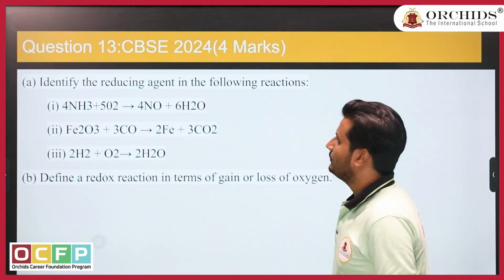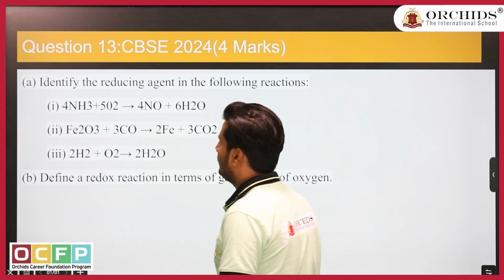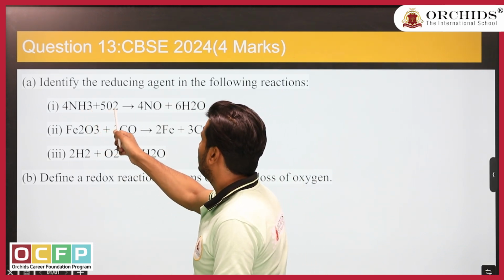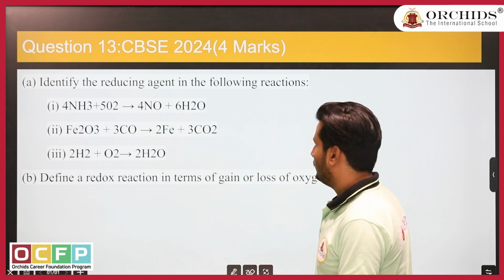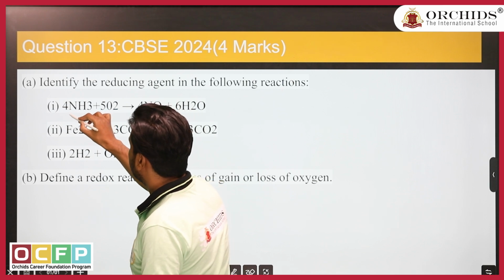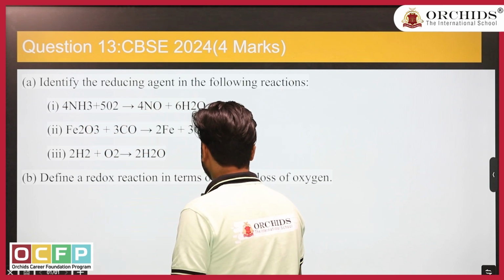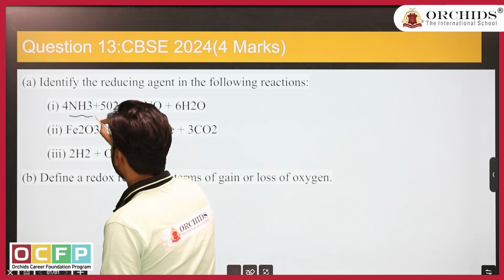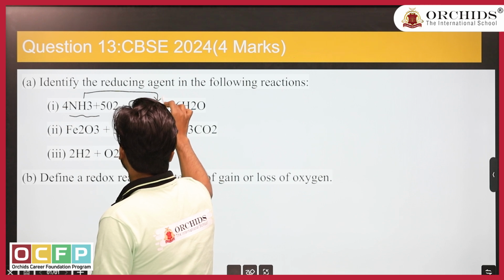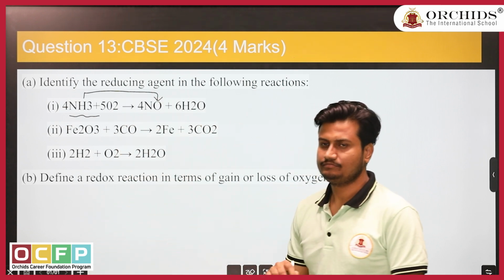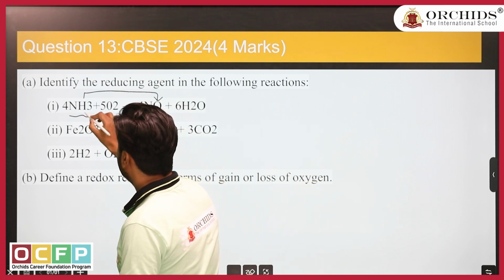So as you can see over here, 4NH3, 5O2 and 4NO. Now see over here, NH3 is losing hydrogen. So which one is the reducing agent over here?